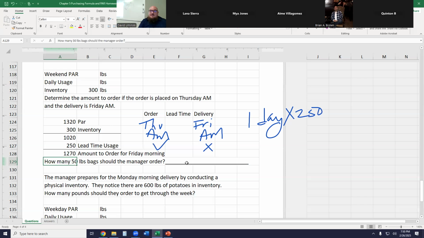to get 1,270. And then 1,270 divided by 50 is 25.4. So we're going to round that up to 26 bags. I can't order 0.4 of a bag. Okay?